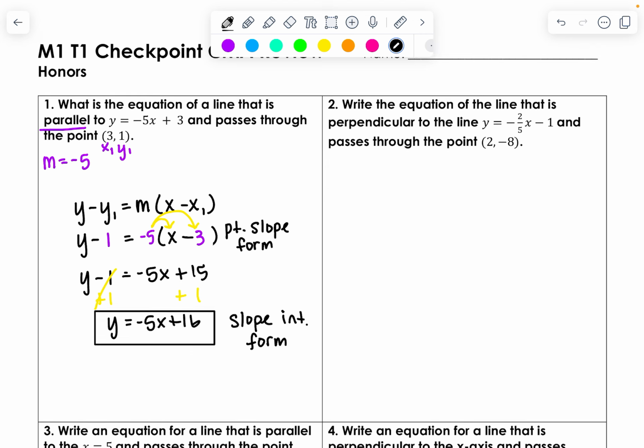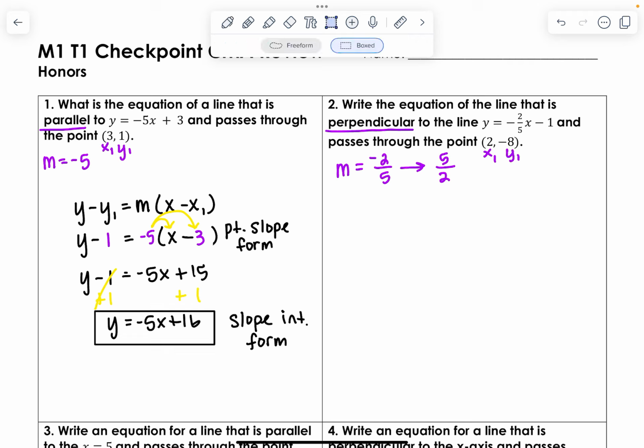Number 2, write the equation of a line that's perpendicular to y equals negative 2 fifths x minus 1 and passes through the point 2, negative 8. This time we're doing perpendicular slope, and that's an important distinction because it changes things. The original slope is negative 2 fifths, so the perpendicular slope is going to be positive 5 over 2. So that's what we got to use. This will be our x1, and this will be our y1.